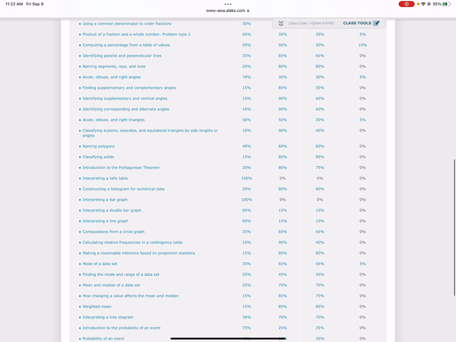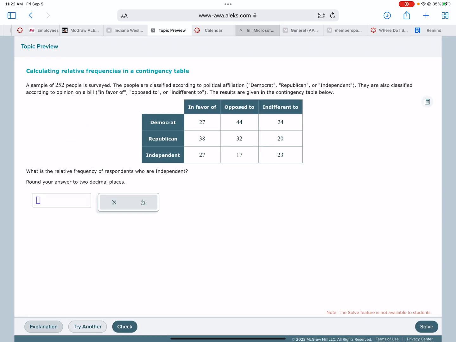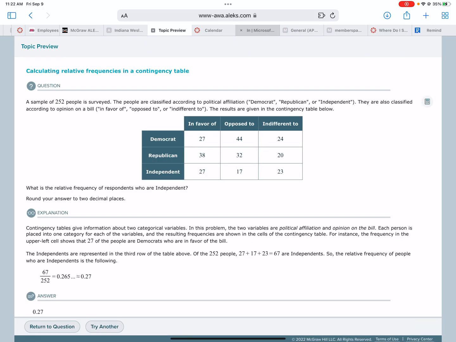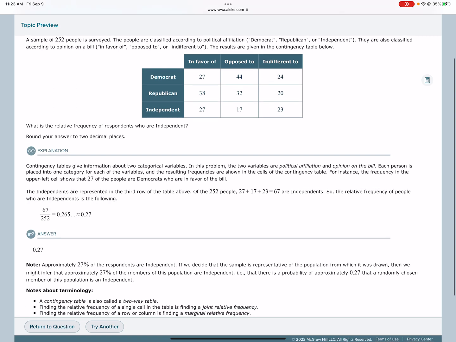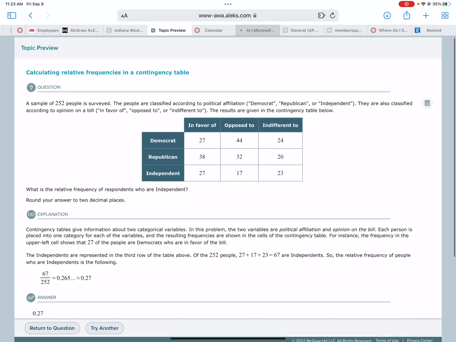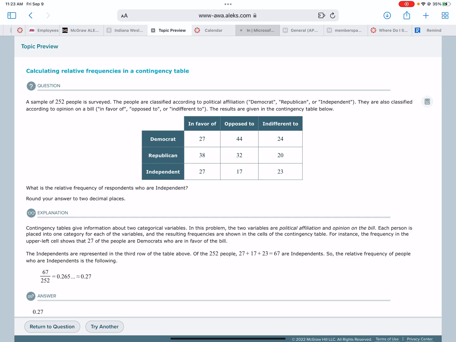Okay, calculating relative frequency in a contingency table. This question asks, relative frequency just means a percentage is all I'm trying to do. It says, what is the relative frequency of respondents who are independent? So when it's asking for that, relative frequency, again, means percentage. I want the percentage. So I look at independent, and that's going to be my total of independent people out of how many people I have, here in the third row.